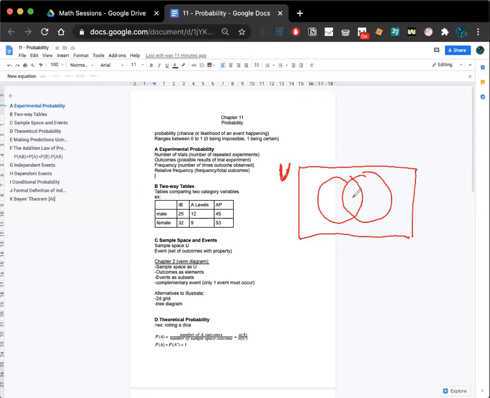So the events are always a subset of the sample space because the events are always inside the sample space. It's not possible for the events to be bigger than the sample space, since if the event is outside of the sample space, then it's probably a separate situation from this one. And then you also have the outcomes as events. Sorry, the outcomes as elements.